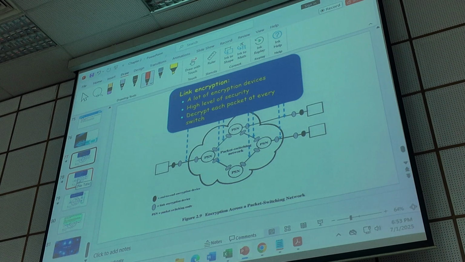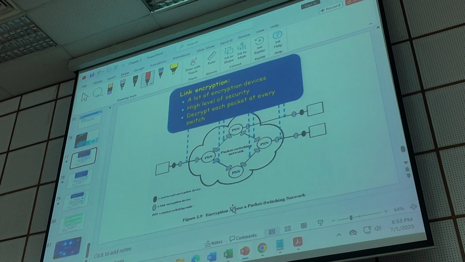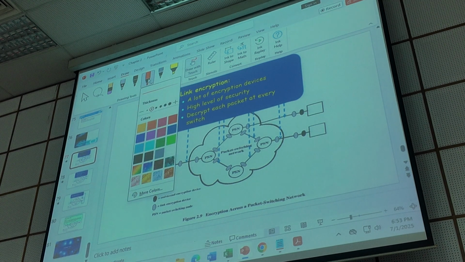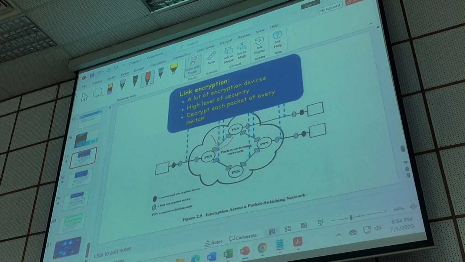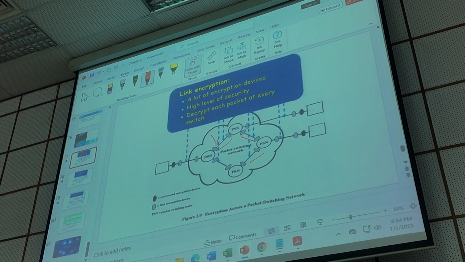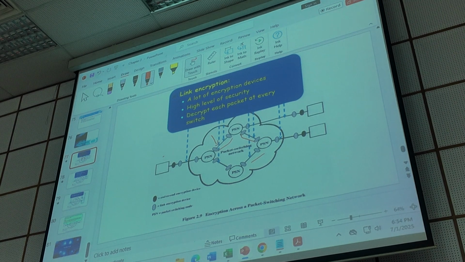Okay, 5 more minutes. Okay, what is a packet switching network? Encryption across a packet switching network. When you're sending the data, what can you encrypt in the network part? The first part is known as the link. You can encrypt the link. Link means the connection between one device and another device. It means the cable, encrypt the link, the connection. Once you send your data, you want to make sure the data is secure. So you encrypt the link.